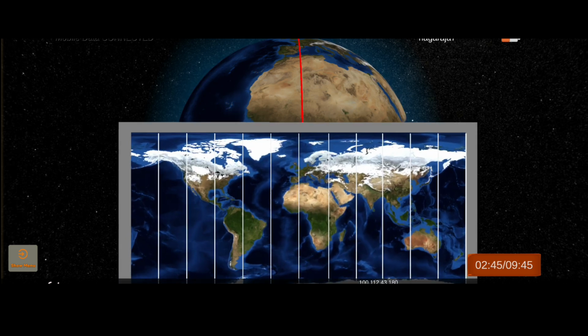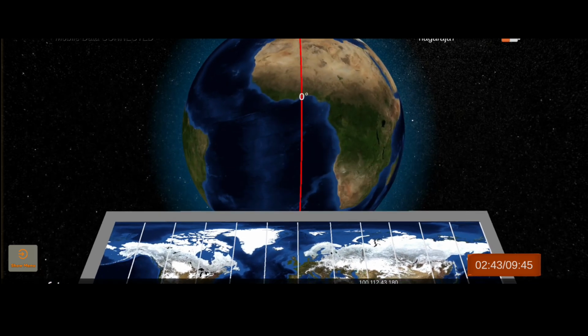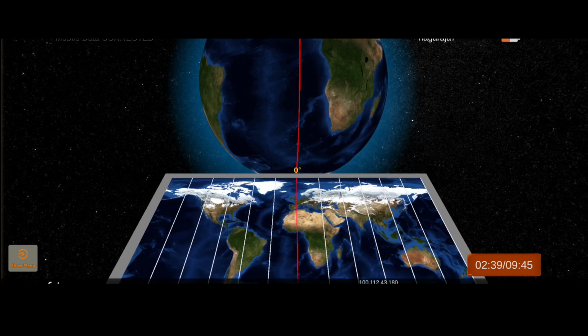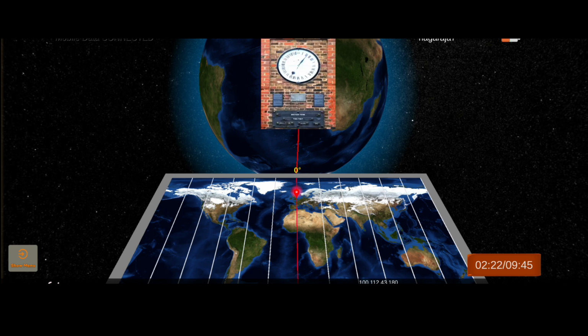Now, let's take a look at the two-dimensional map of the world. Here, we can observe the prime meridian. It is the reference line for measuring longitudes and plays a significant role in global positioning. The prime meridian passes through Greenwich, London, where the British Royal Observatory is located.